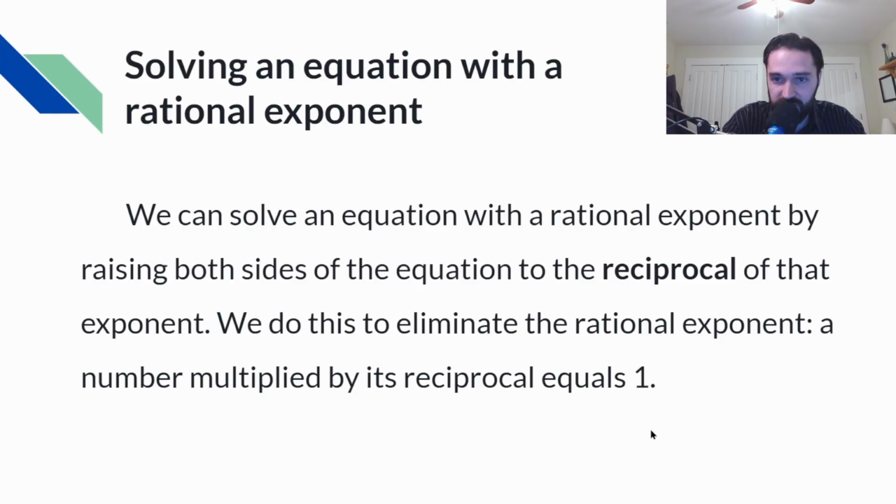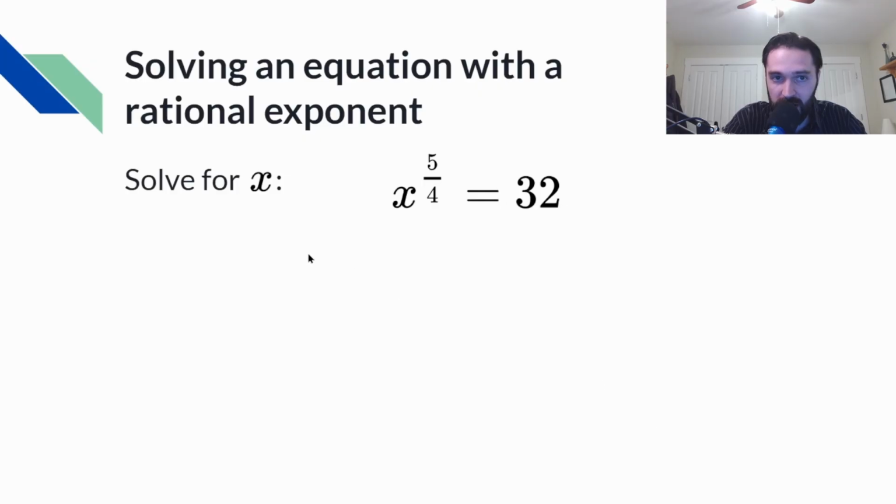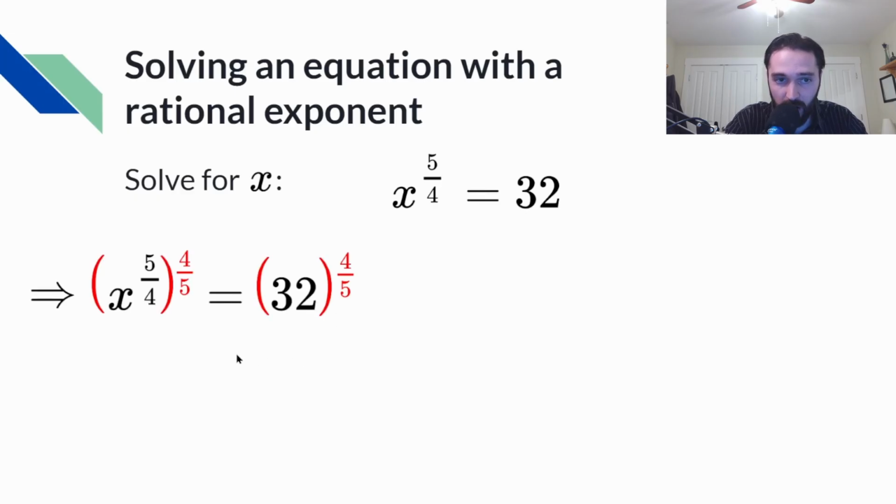Okay, so let's try an example. Here we're asked to solve for x, and we have x to the 5/4 equals 32. To isolate x, we need to get rid of the exponent. What we're going to do is raise both sides to the 4/5 power, because 4/5 is the reciprocal of 5/4. With this power on top of a power, we multiply those and we just get 1. We get x to the 1 equals 32 to the 4/5.